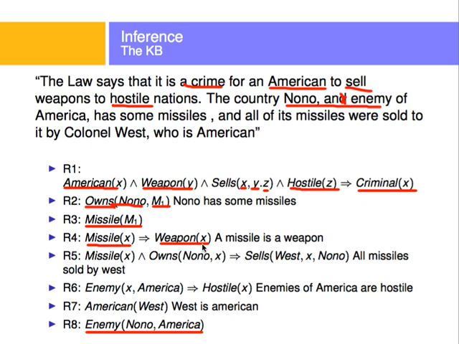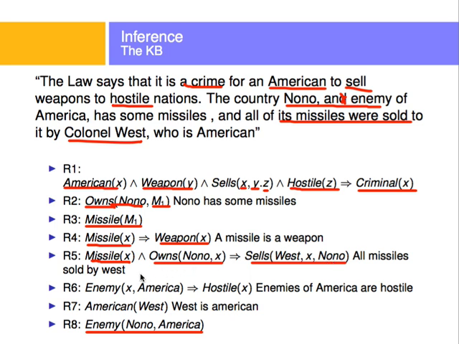Now also, I know that all the missiles were sold to it by Colonel West. So if X is a missile and No-No owns that missile, then that implies that West sold that missile to No-No.